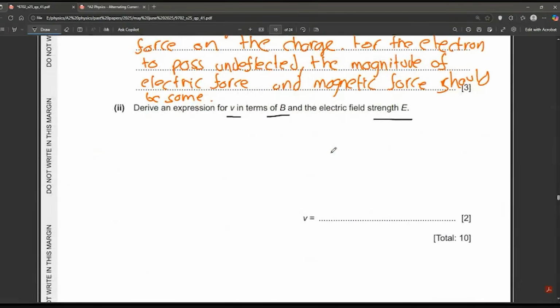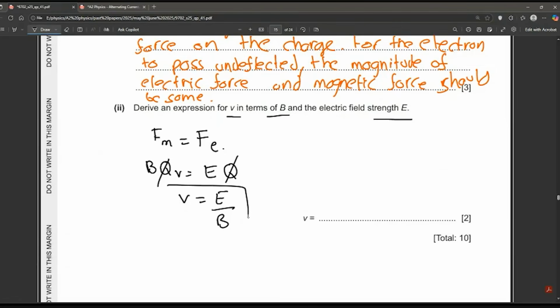First of all, you will say magnetic force is equal to electric force if the electron has to pass undeflected. What is the formula of magnetic force? B Q V. What is the formula of electric force? Electric field strength into charge. Q cancels out. Velocity V is equal to electric field strength divided by the magnetic field strength. This is the formula. Is everything crystal clear?